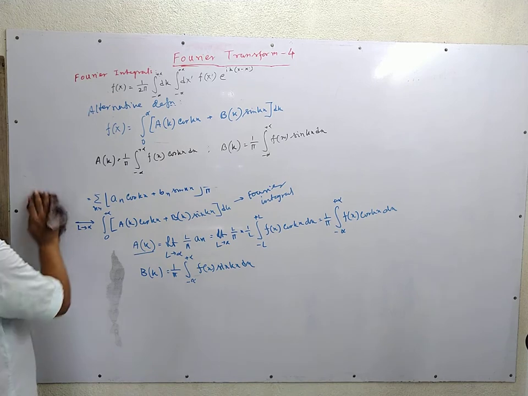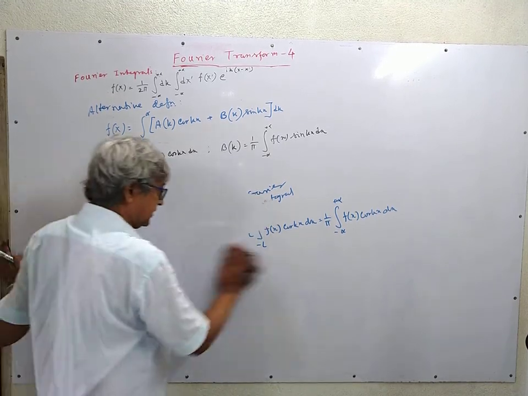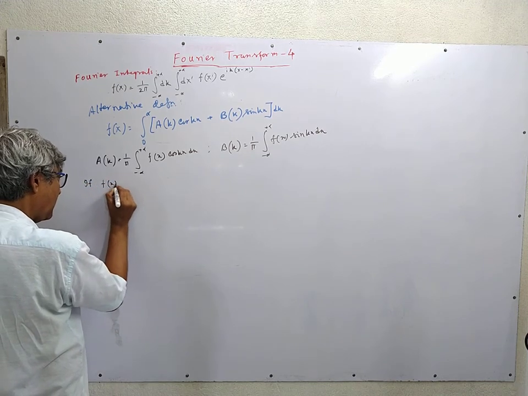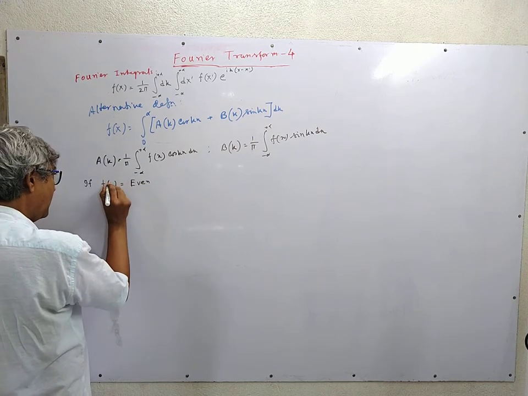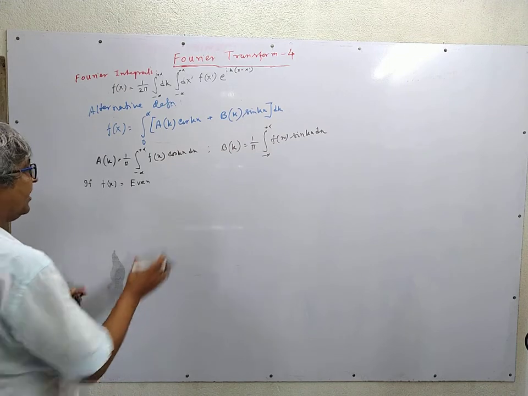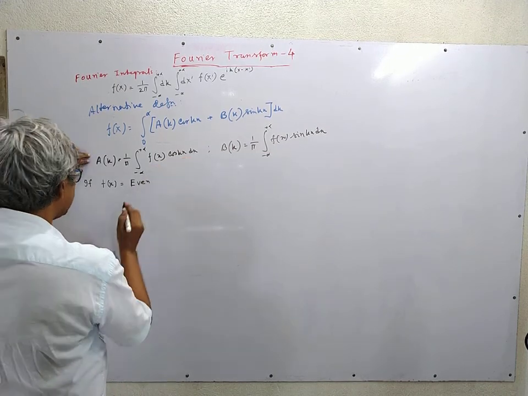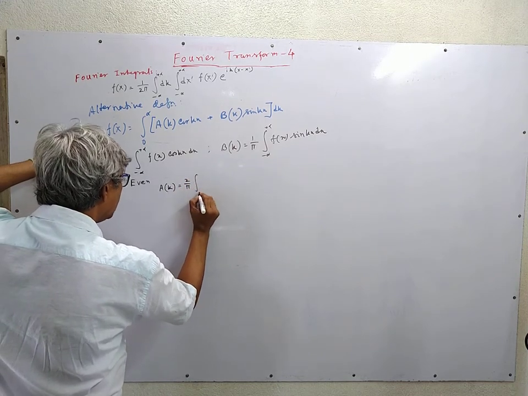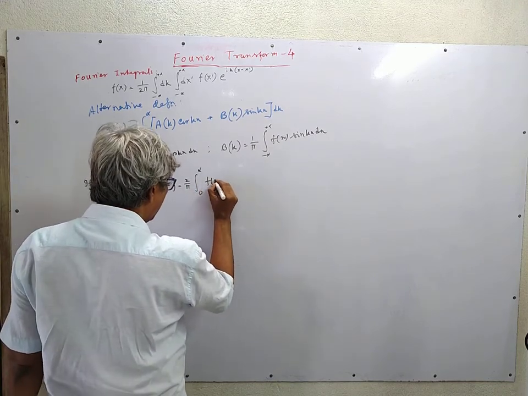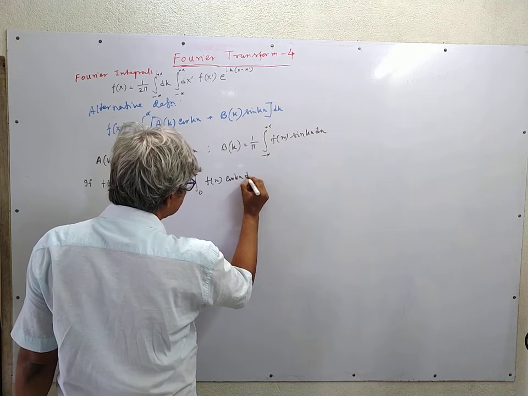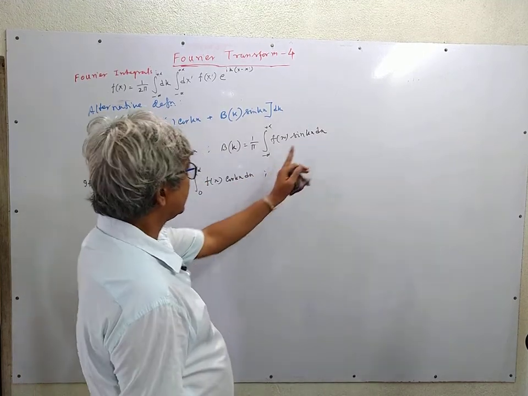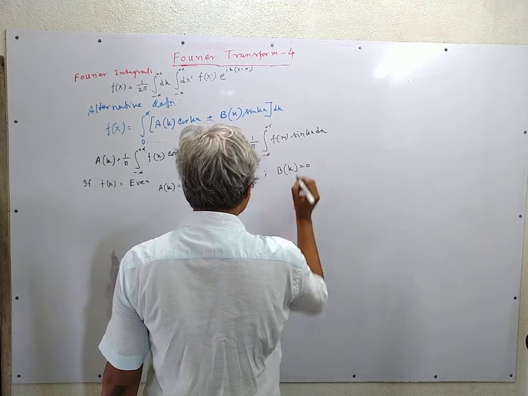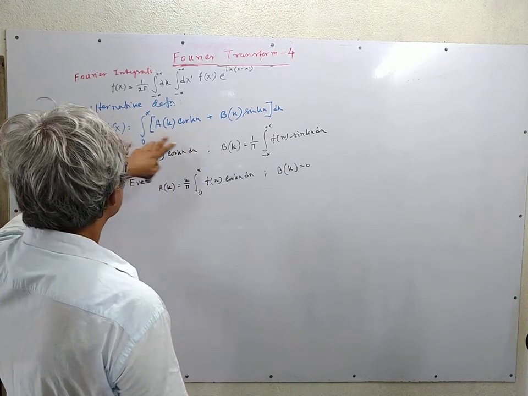Special situation: let us consider a function f(x) to be even. If f(x) is even, then we see that this is an even integral. So a of k becomes 2 by pi, 0 to infinity, f of x cos kx dx, and since f is even and the sine is odd, the product is odd and b_k is 0. So we can write an even function only in terms of this.